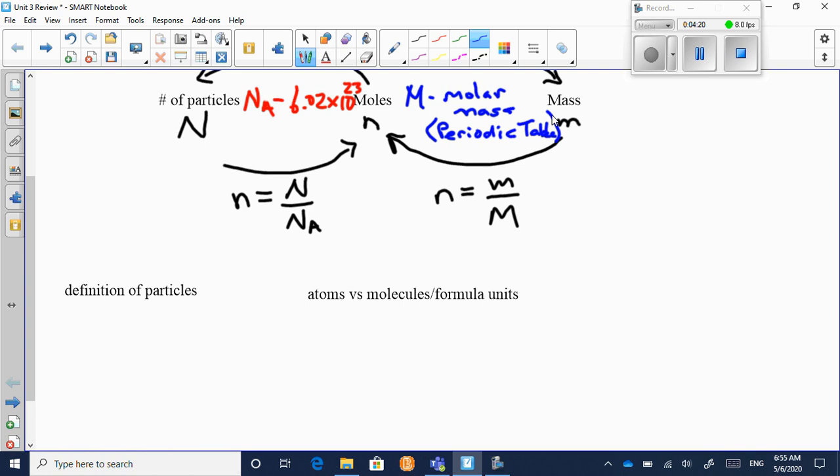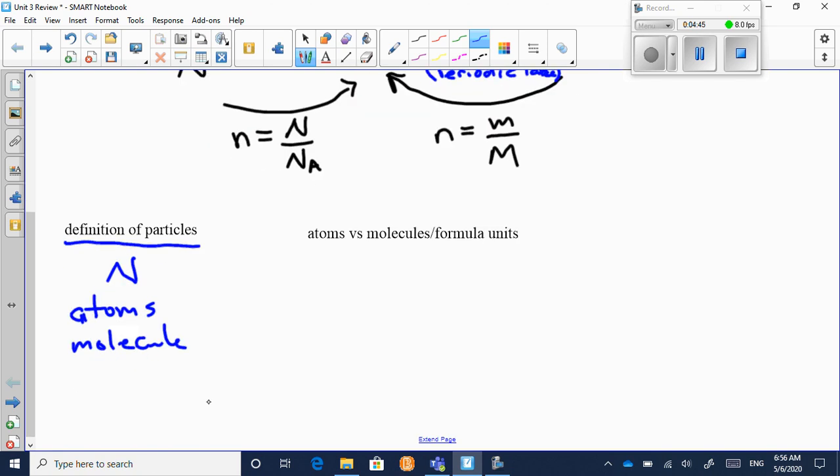One thing I wanted to quickly identify before we leave it is this definition of particles. This capital N, because the definition of a particle can vary a little bit. We have used atoms certainly as a particle, but we've also used the term molecule as a particle, and we've used this idea of formula unit as a particle. These are all terms that you will hear in this unit as referring to particles. If you see any of those terms, they're giving you the capital N.